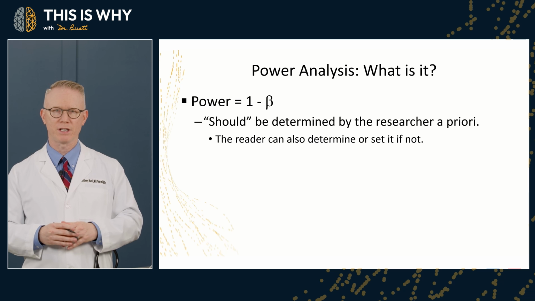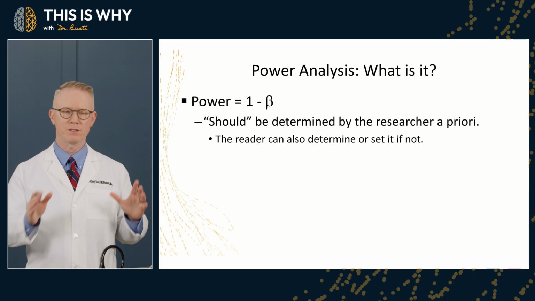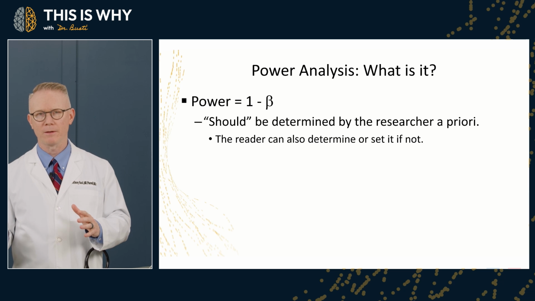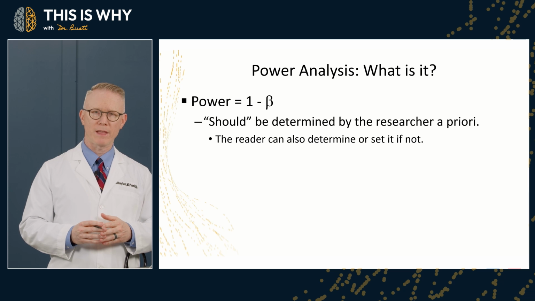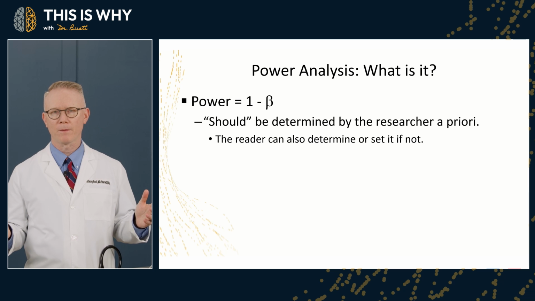But power should be determined by the researcher a priori. That means before the study starts. That's why it's in part one, the statistical analysis plan. Now the reader also should be able to determine that if it's not set, okay?